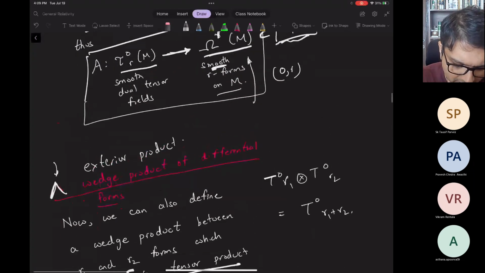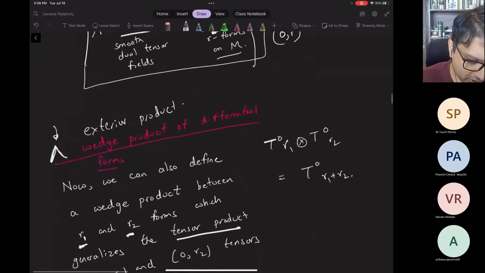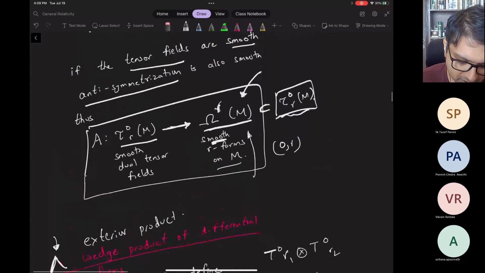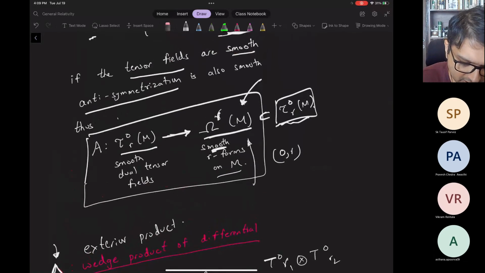Another thing we did was to look at an operation between different differential forms. We talked about the space of differential forms. The anti-symmetrizer takes you from tensors of type (0,R) to these differential forms, which are fully anti-symmetric tensors, which are smooth R-forms on M. So this is the space of R-forms.